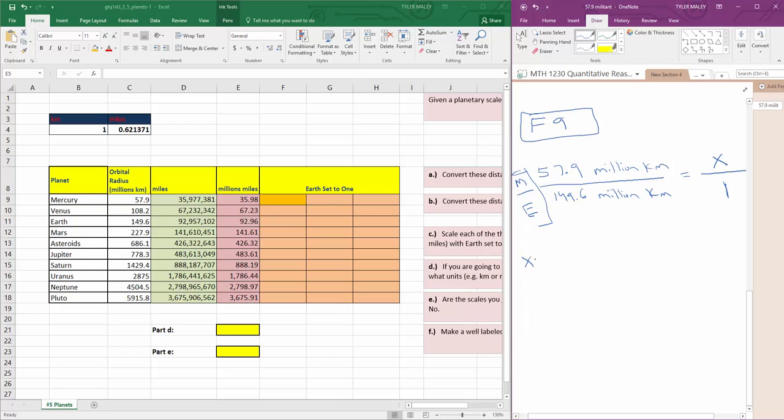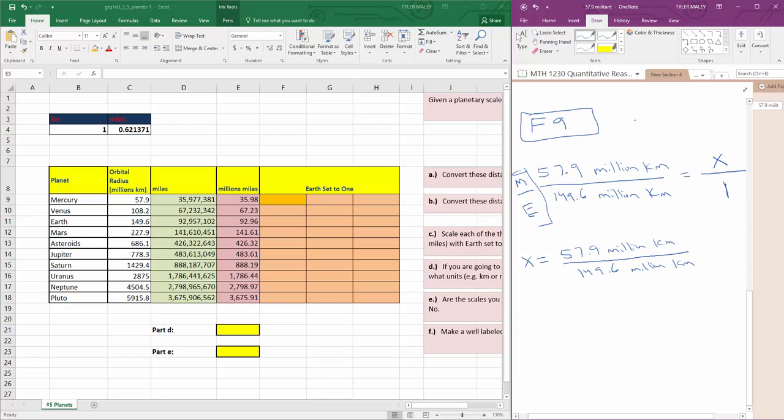So if we do some proportion solving, x would be equal to 57.9 million kilometers divided by the 149.6 million kilometers.